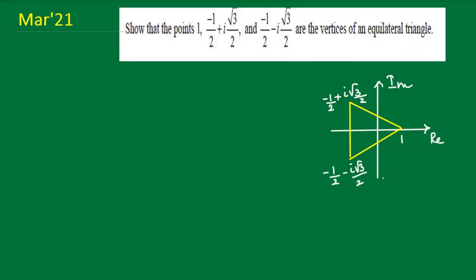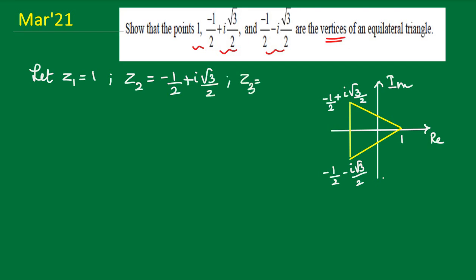In this question, show that the three given points are the vertices of an equilateral triangle. So in this Argand diagram, taking the real values along the x-axis, construct the triangle and show that it is equilateral. Let us first take the given points as three complex numbers: Z1 is equal to 1, Z2 is equal to minus 1 by 2 plus i root 3 by 2, and the third number Z3 is equal to minus 1 by 2 minus i root 3 by 2.